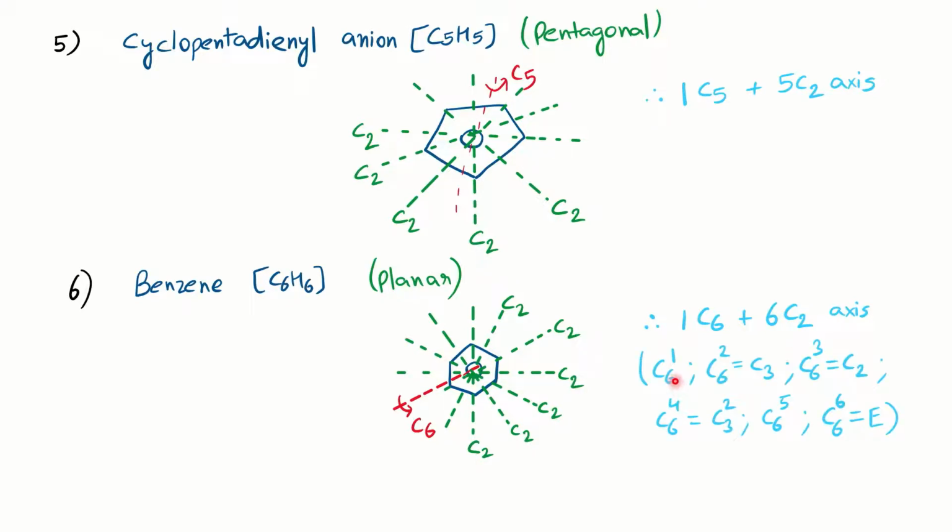And since we have written that the Cn axis is followed by Cn^n operations, you can see that we have written here C6^1, C6^2, which we can represent as C3. If you count this, C6^2 is equivalent to C3, then C6^3 we can represent as C2, then C6^4 we can represent as C3^2, and then C6^5, and C6^6 cancels out, so it is equivalent to identity. So all these operations will be there in the benzene molecule.